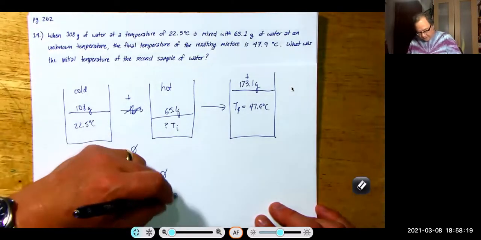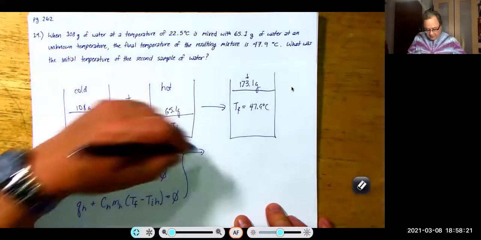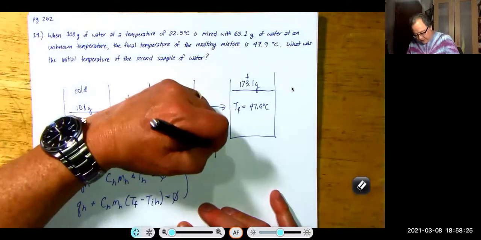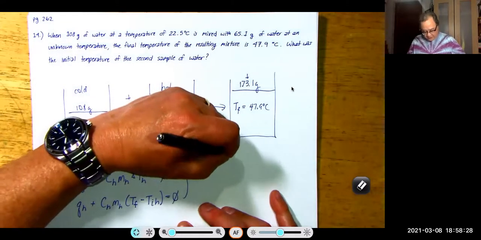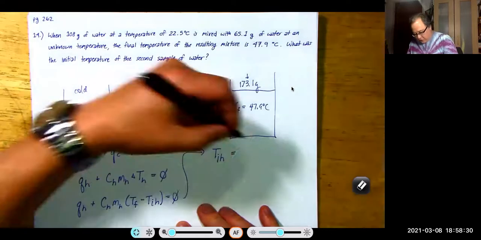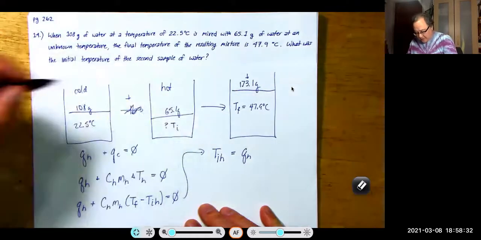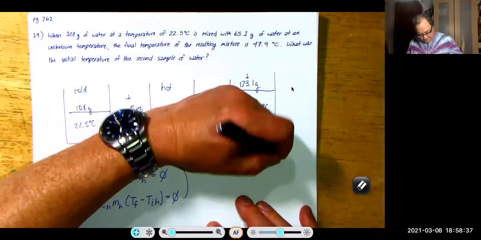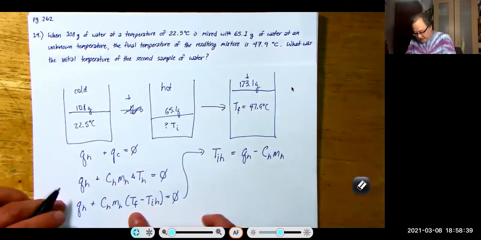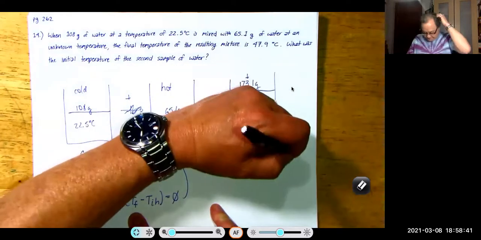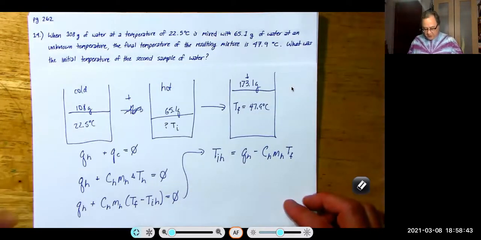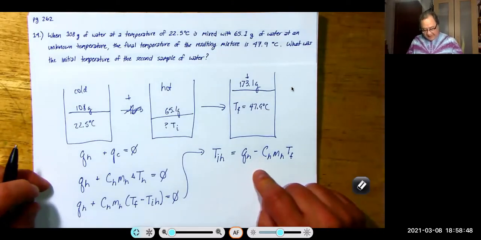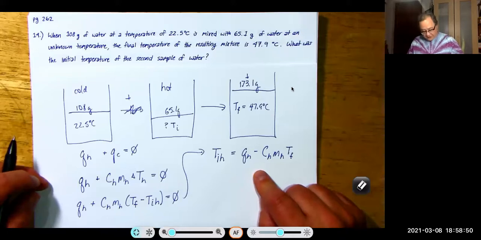is equal to 0. And this, when we do a little bit of manipulating, we get T initial of the hot is equal to Q of the hot minus specific heat capacity of the hot, mass of the hot, times T final. So I'm not going to show you step by step how I got to here. I think I did it right, and we'll just hope I did.